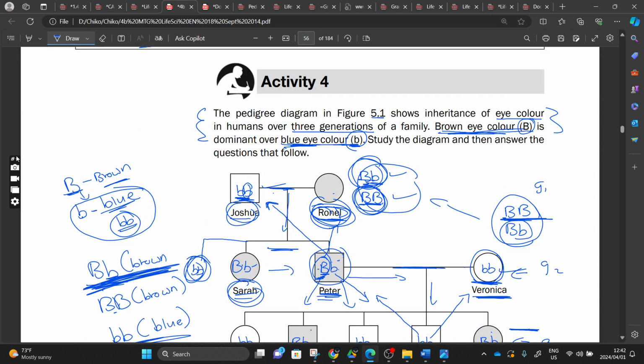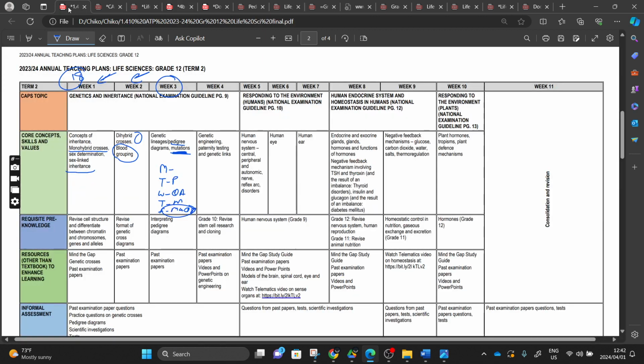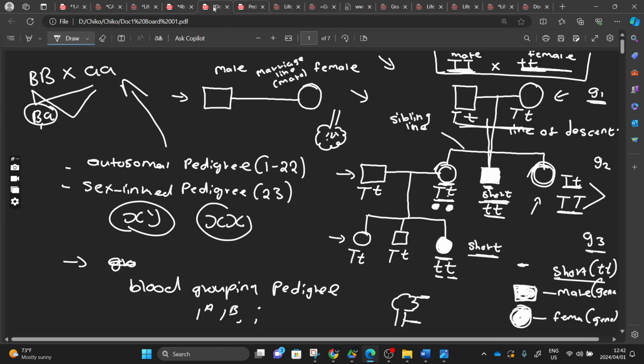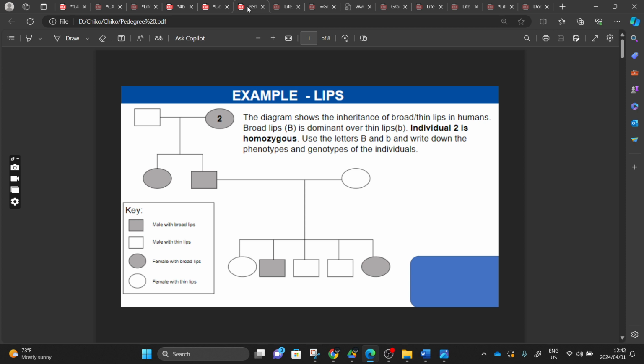Genetic engineering, I'm going to do it next week. That one will be next week. Let's go and check genetic engineering. It will be next week. So okay, it's fine, guys. For now, I hope you understand.